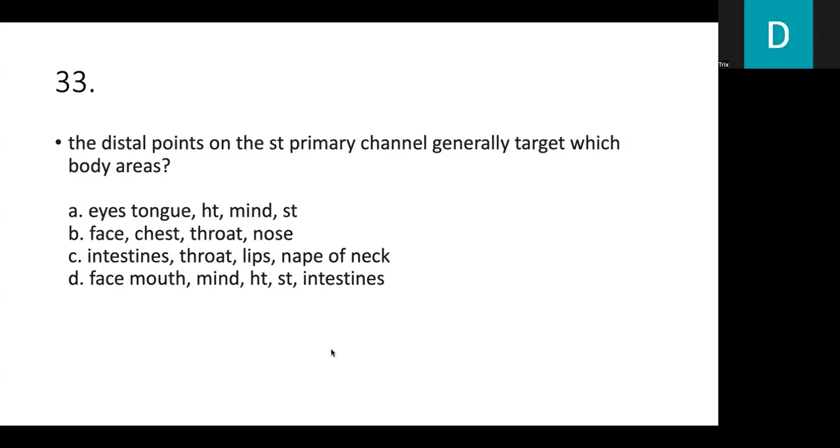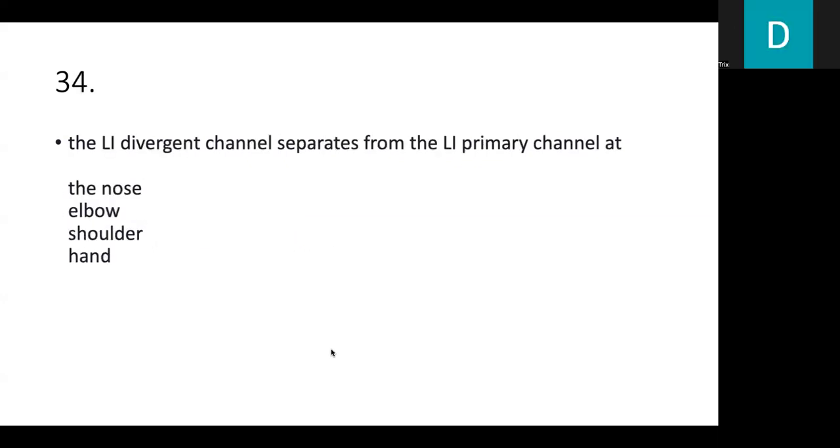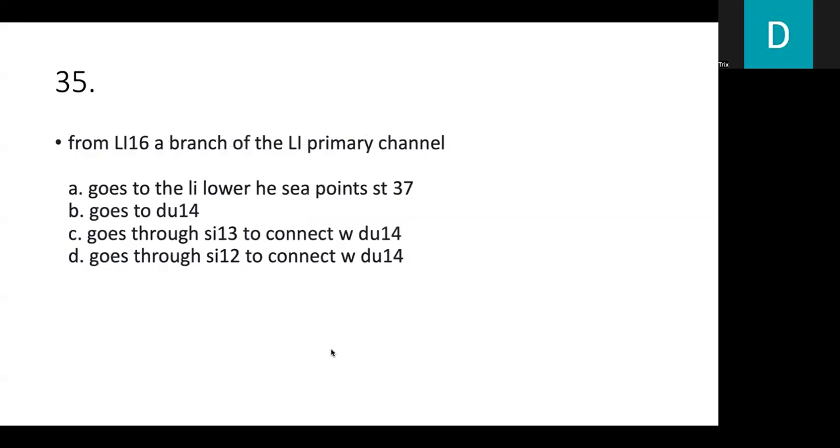The distal points of the stomach primary channel generally target which body areas? The face, mouth, mind, heart, stomach, and intestines. Letter D. Take note, huh? Mind. The LI divergent channel separates from the LI primary channel at the hand, from LI16, a branch of the LI primary channel.